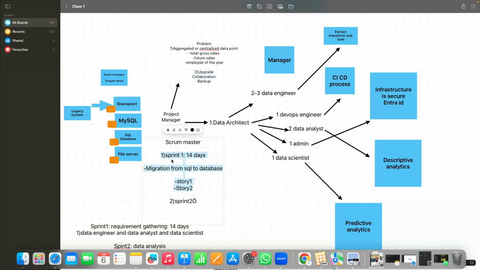That is the job of a data engineer. So what is the job of a data engineer? A data engineer will do extract, transform, and load. And we will not focus on networking or security in our projects.